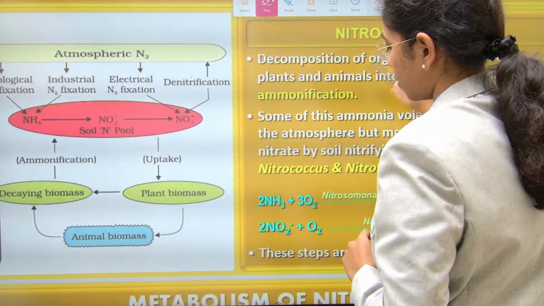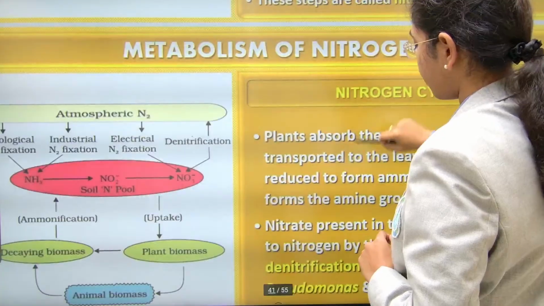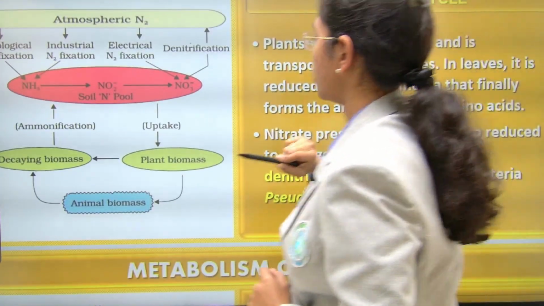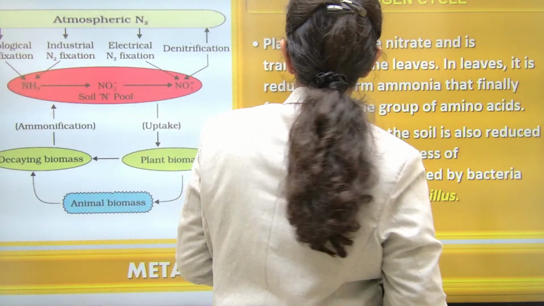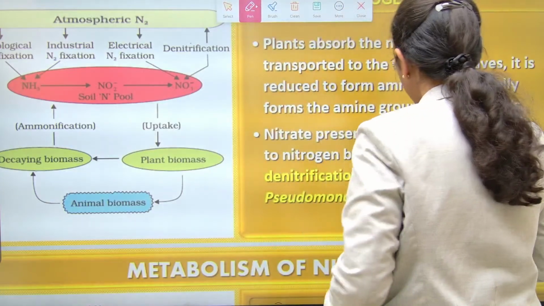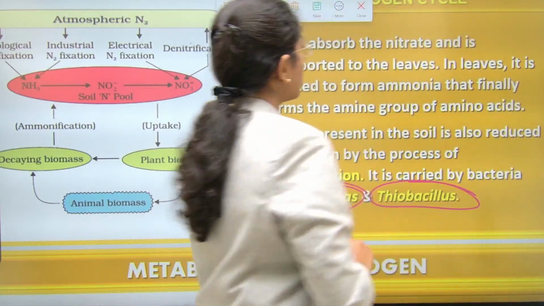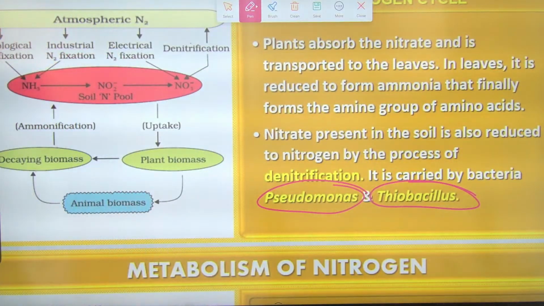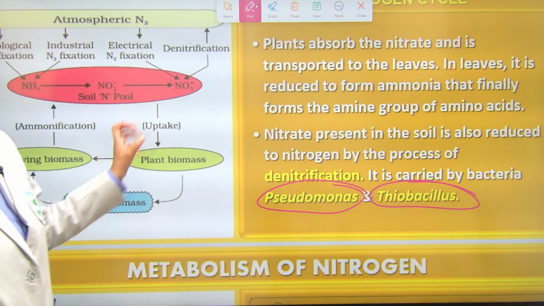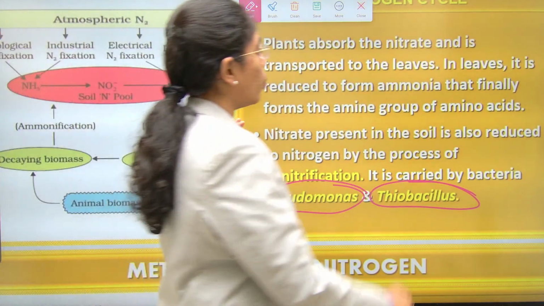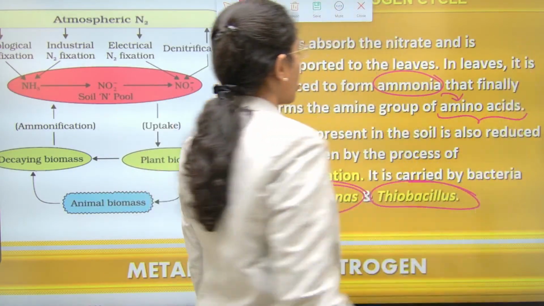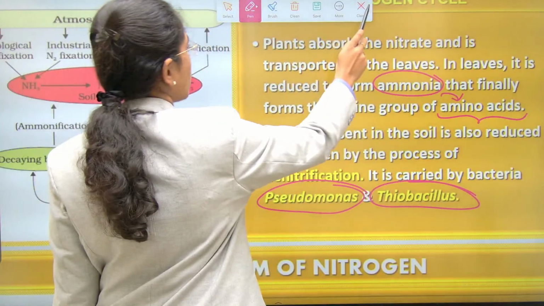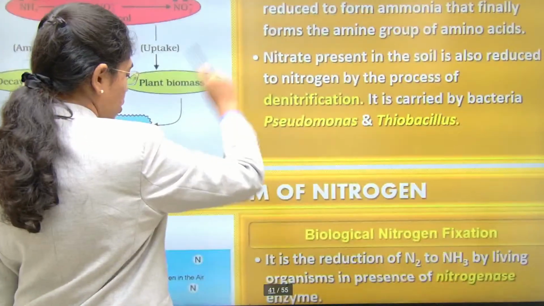Now next is denitrification. Denitrification is done by bacteria like Thiobacillus and Pseudomonas. That is the fourth step. Here the plants absorb nitrate and transport it to leaves. In leaves it is reduced again to ammonia. Ammonia here in the leaves should be converted to what? Amino acids for proper assimilation. Now the last step is assimilation of ammonia to amino acids.